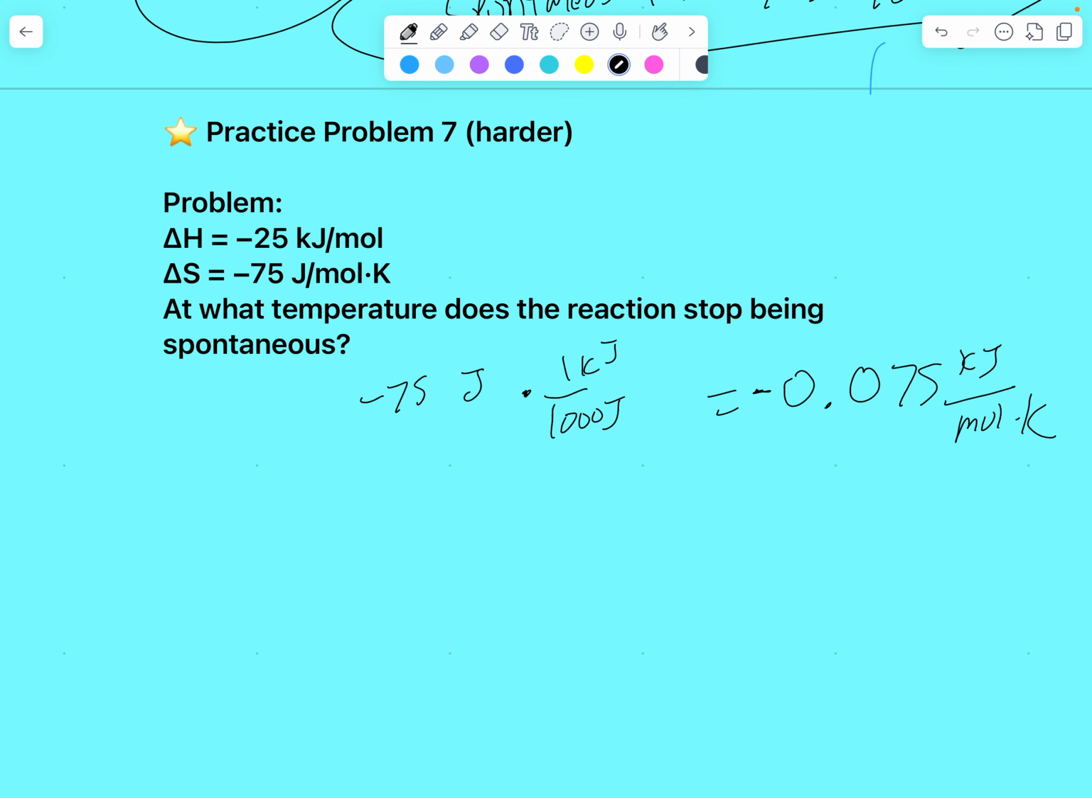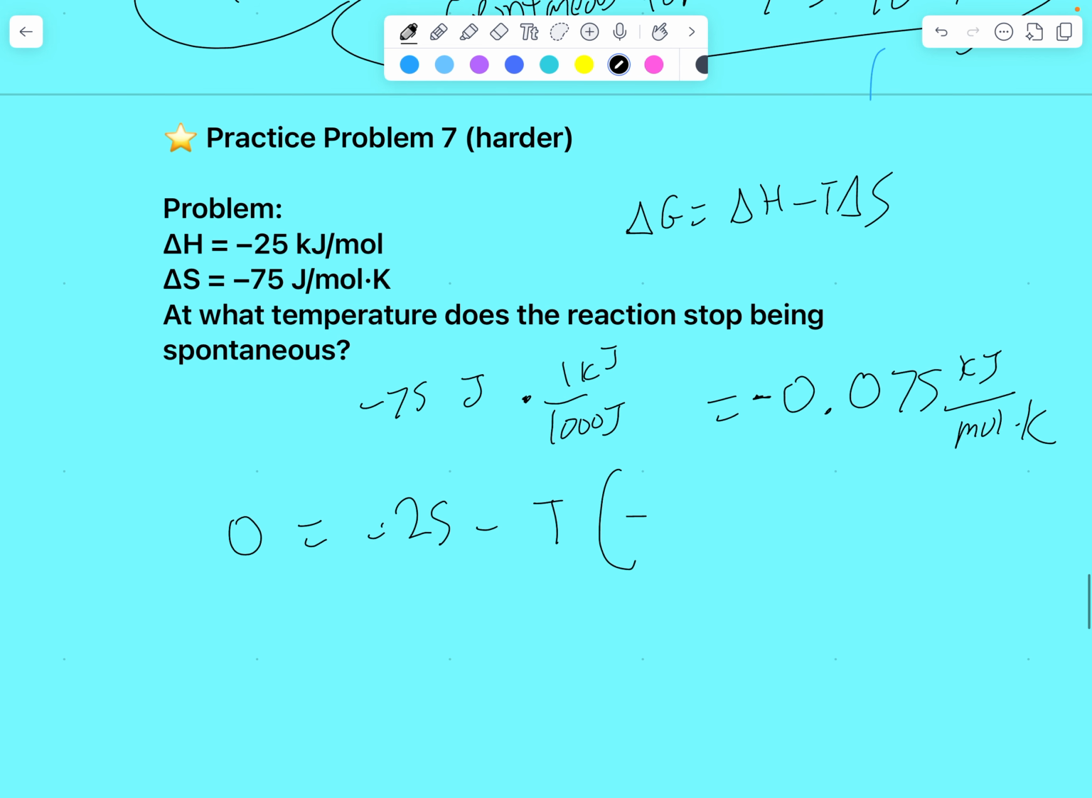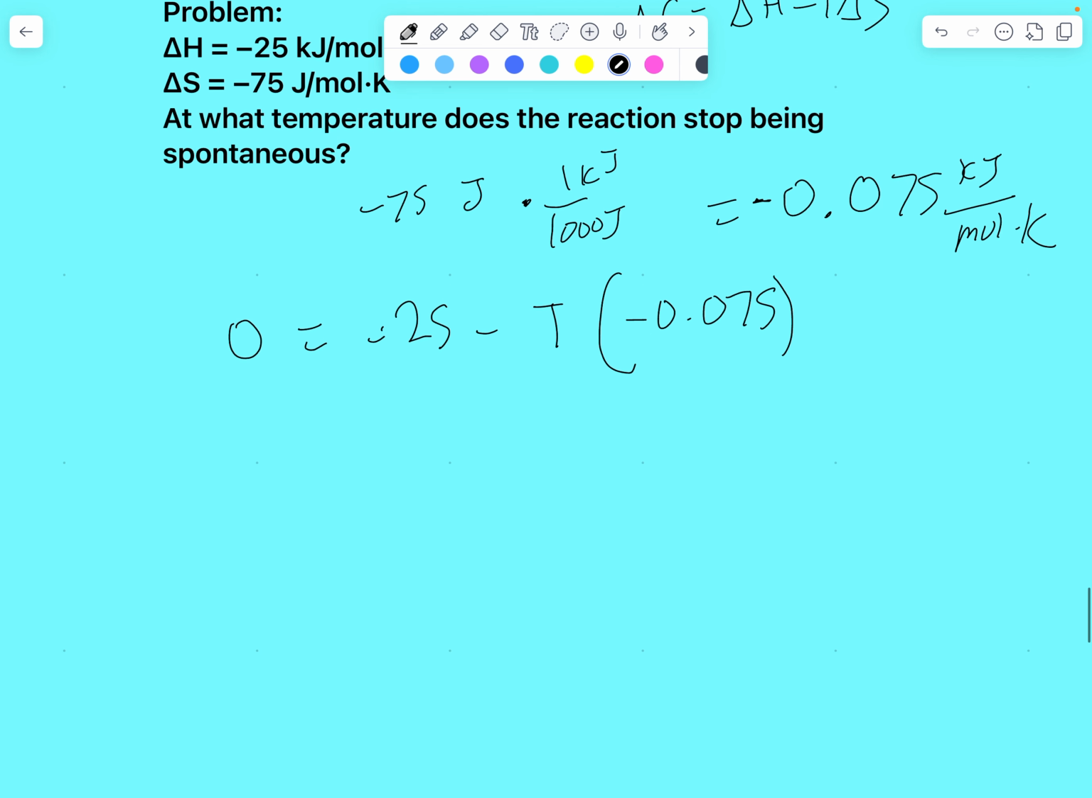You're going to set G equal to 0 because they're asking about temperature again. You already know the formula, delta G equals delta H minus T delta S. So I have negative 25 minus a temperature that's unknown, and you have delta S, which is negative 0.075, right? Because they're given to us, I'm not going to move anything to the side right now. I'm going to combine my like terms.